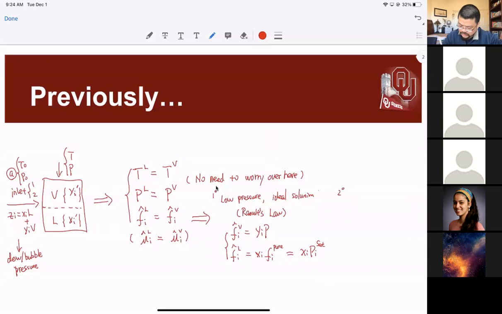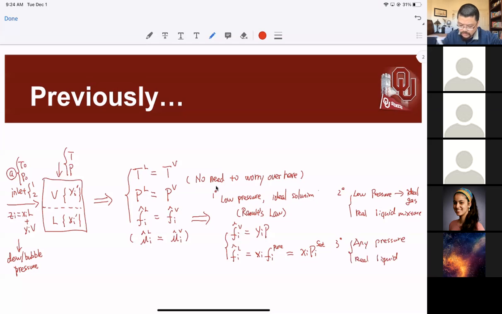The second case is it's still relatively low pressure, meaning we are still using an ideal gas. However, the liquid has complicated intermolecular interactions, so we are going to have a real liquid. Then the third case is any pressure, and then we are going to have a real liquid.